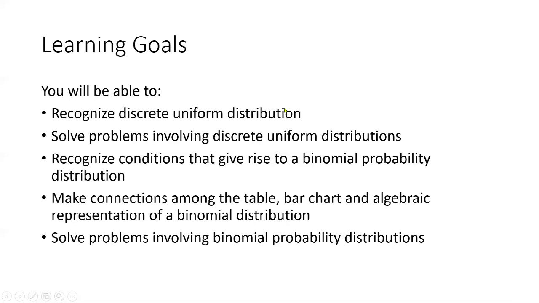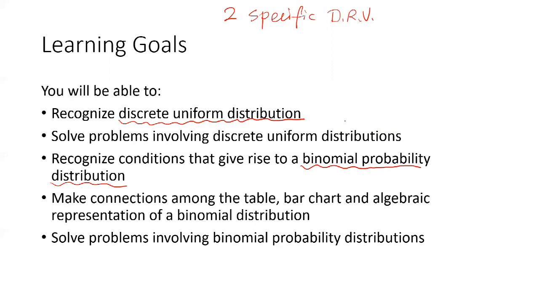Okay, today we are going to learn two specific discrete random variables. What are they? One of them is called discrete uniform distribution, and one of them is called binomial distribution. After today's class, you will be able to recognize discrete uniform distribution and solve problems involving discrete uniform distributions.